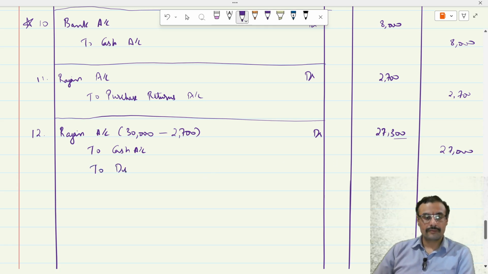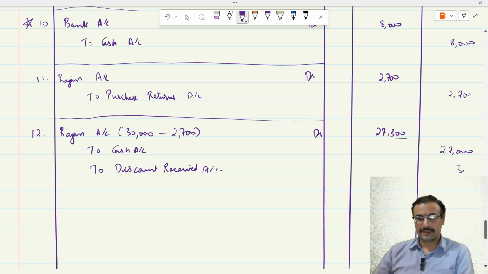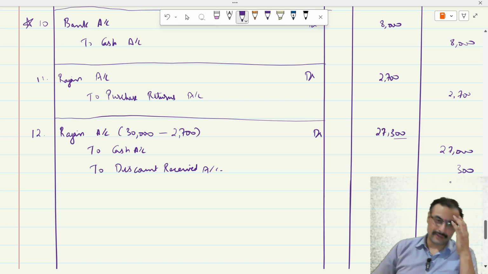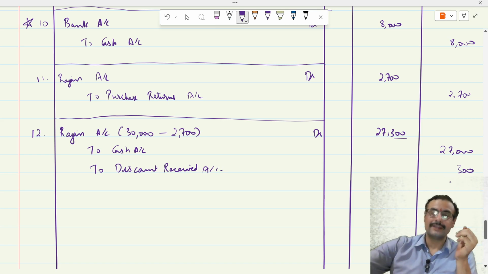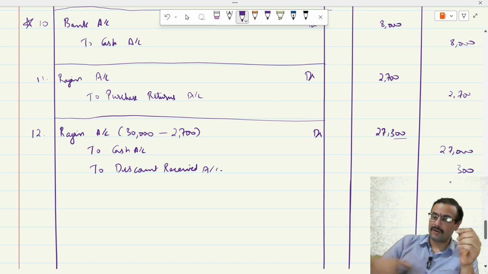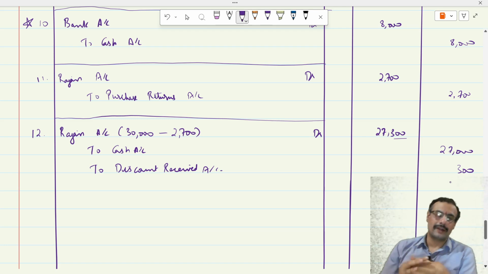To discount received account, to discount received account 300. So this is the way you solve this one, and this is an example of a compound entry because there is only one debit and multiple credits.